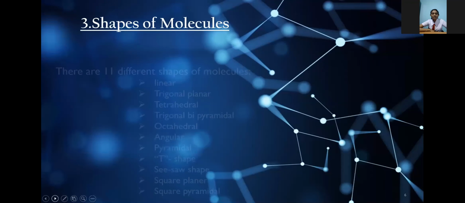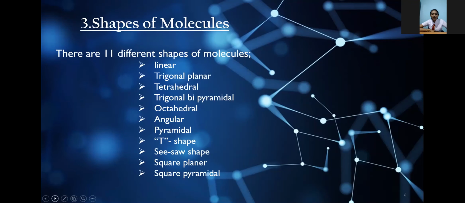When we look into the shapes of molecules, they all are three-dimensional. As mentioned, there are 11 different shapes of molecules: linear, trigonal planar, tetrahedral, trigonal bipyramidal, octahedral, angular, pyramidal, T-shape, seesaw shape, square planar, square pyramidal.